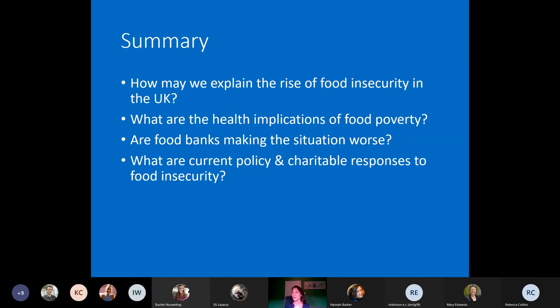And there are a range of current policy and charitable responses to food insecurity that I've outlined. And it's interesting to see the different things emerging, but actually what we should be moving towards is very much a cash-first response to food insecurity and giving people more money in order to meet their needs as they see fit. And I think that is it.